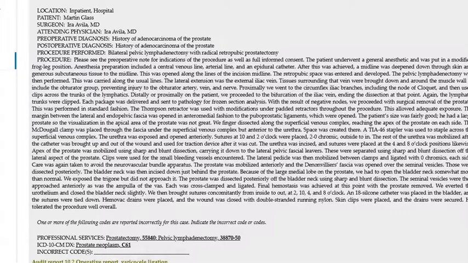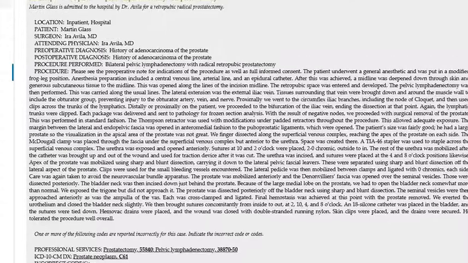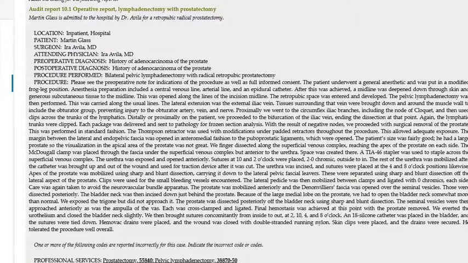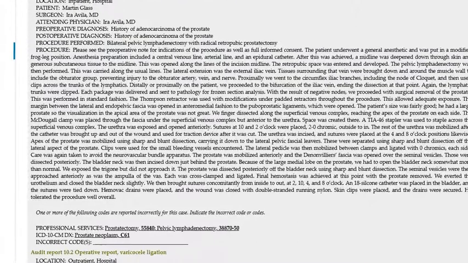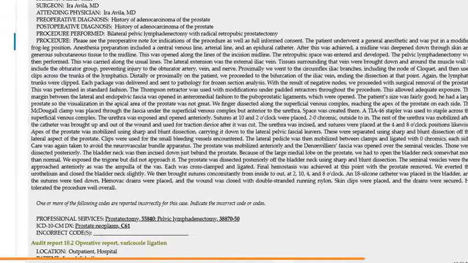In this video, we are going to audit case 10.1, which is a lymphadenectomy with a prostatectomy. Our post-op and pre-op diagnoses are the same: history of adenocarcinoma of the prostate. Procedure performed: bilateral pelvic lymphadenectomy with a radical retropubic prostatectomy.